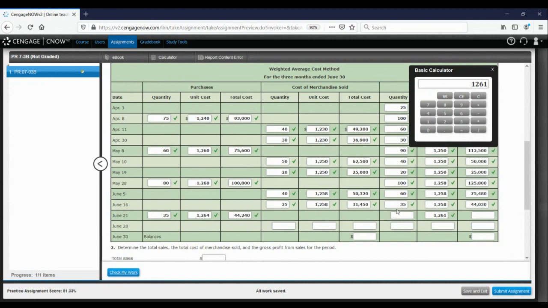We had 35 units in ending inventory on June 16th. We bought an additional 35 units, so we have all total now 70 units that we would multiply by 1261, and that will give us our end inventory on June 21st. Do I have any questions about what I just did there?